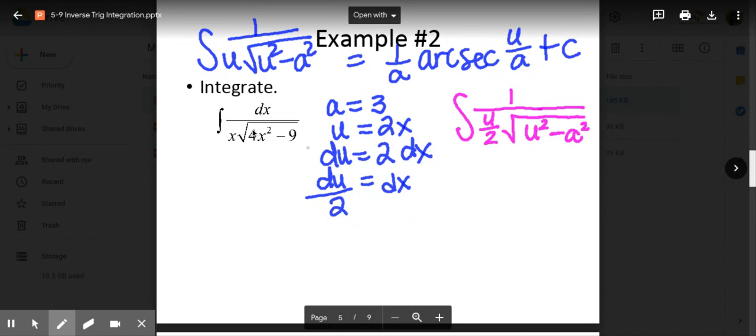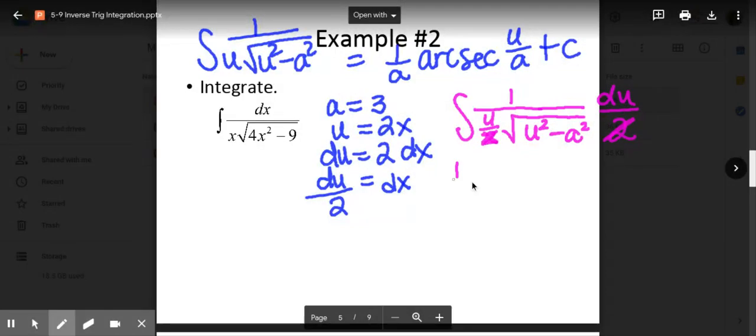Okay, and then the only thing I need to trade out now is the dx. My dx is du over 2. All right, so when I'm looking at this, notice this 2 cancels this 1/2 over here, because this is u divided by 2, and then this is times by 2 here. So this 2 cancels this 2 right here, because that's a 1/2 times 2. All right, so now it matches perfectly. 1 over u, square root of u squared minus a squared. It matches perfectly with what the rule is. So I can just fill it in.